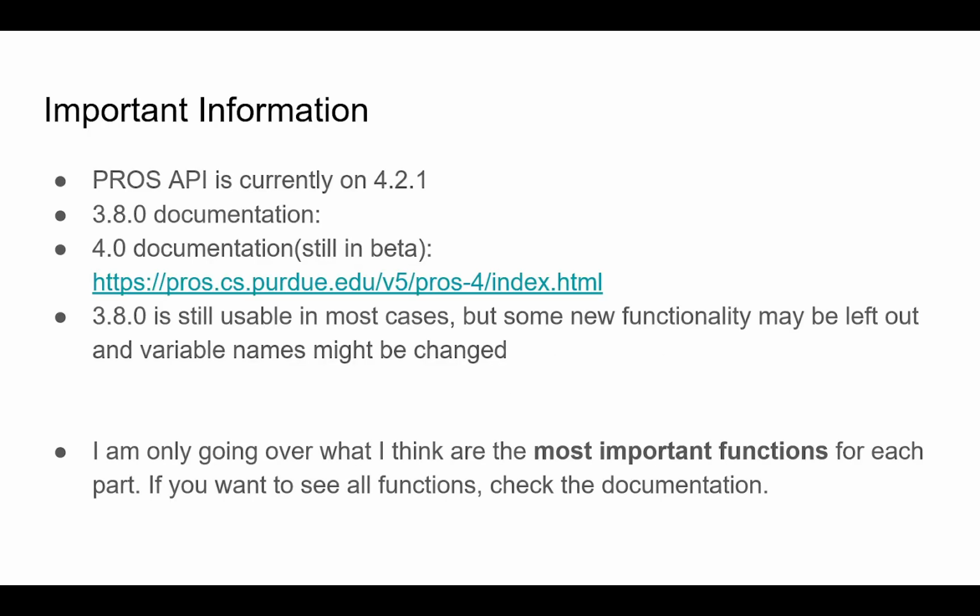So some important information to go over before we start is that the PROS API is currently on 4.2.1, but the finished documentation is only 3.8.0. There is 4.0 documentation, but it is in beta right now. 3.8.0 documentation is still usable in most cases, but some new functionality might just be gone, and variable names might be changed. I'm only going to go over what I think are the most important functions for each part.